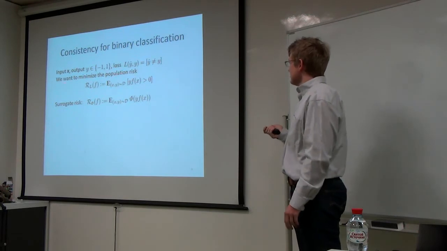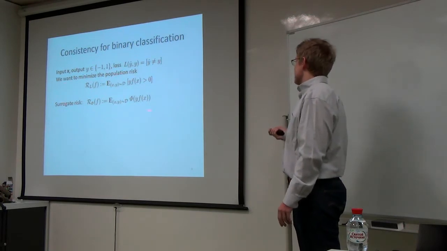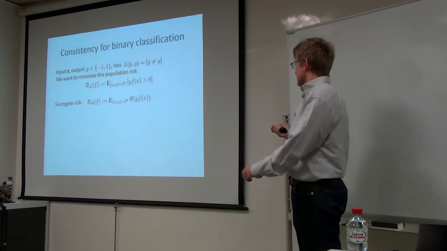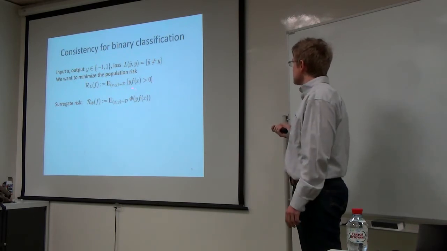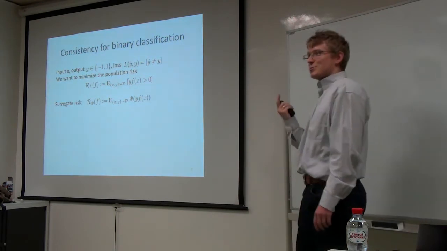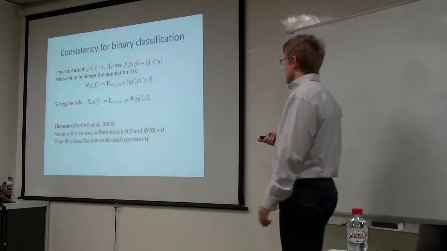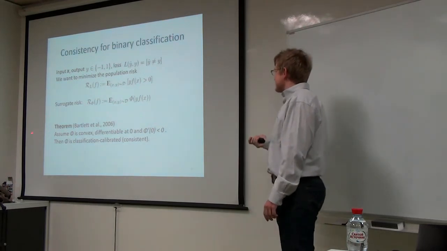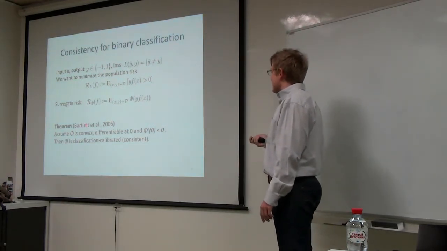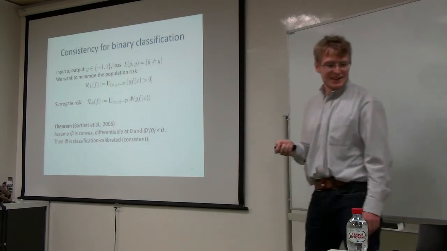Again, the population risk is usually written in this form, and this is the surrogate risk. The key quantity becomes the product of the label and the score. There is just one score. So this is the theorem of Bartlett et al. from 2006.